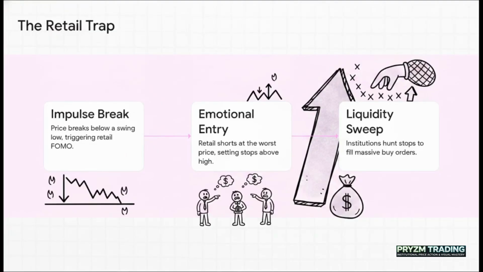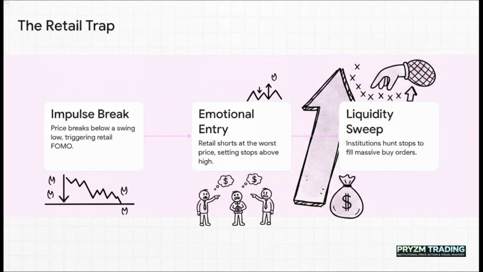You have to ask yourself, why do institutions even do this? Well, banks and hedge funds literally cannot execute a $100 million position all at once. If they tried, they'd cause catastrophic slippage. They desperately need liquidity, and to get it, they essentially manufacture it in 3 distinct steps. Step 1 is consolidation and an impulse break. The market drops below a swing low, and boom, retail FOMO kicks in.